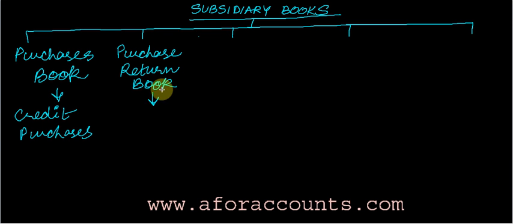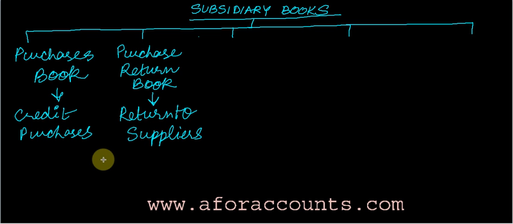Now the purchase return book: return to suppliers. Return to suppliers the goods which I have purchased and, due to some reason, say they were defective goods or not the goods which I had ordered, I am sending them back to the supplier. This is where they are recorded, and it is called the purchase return book. Okay. Now the next book, sales book.